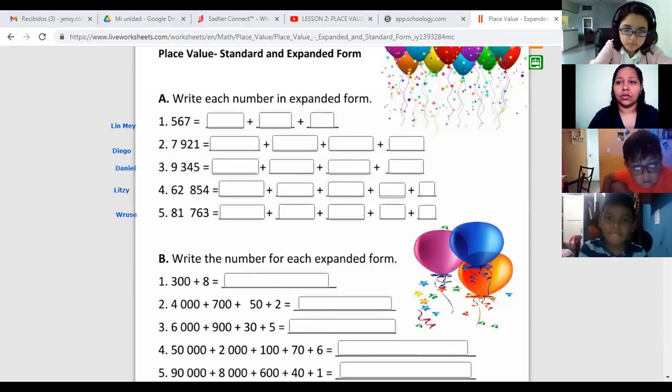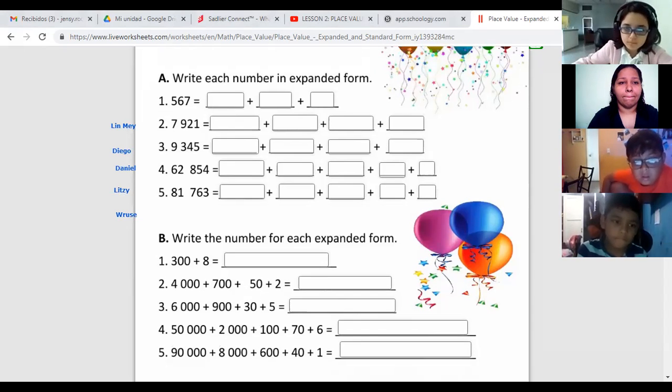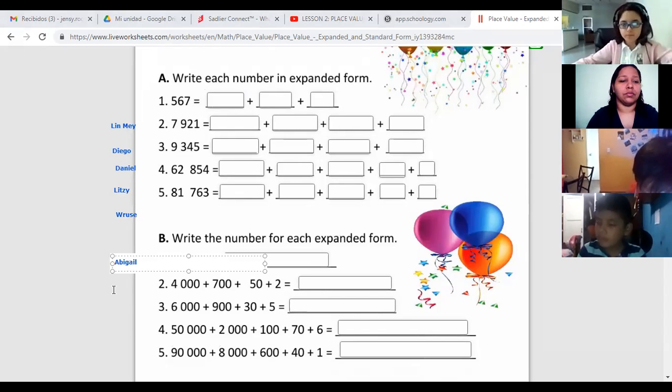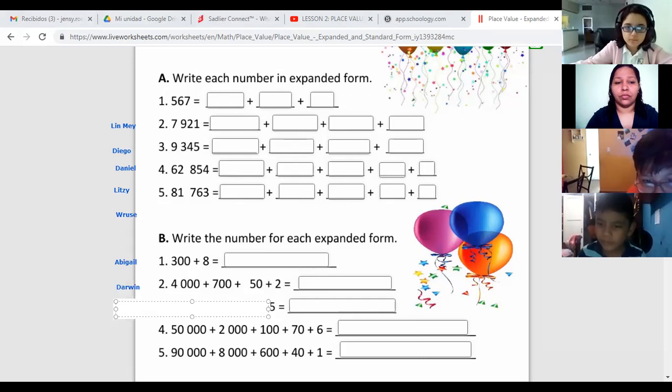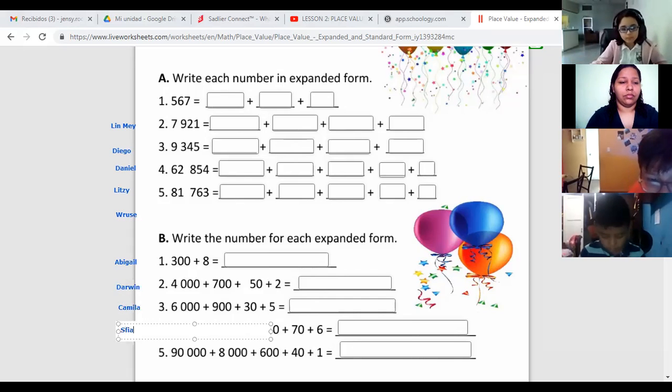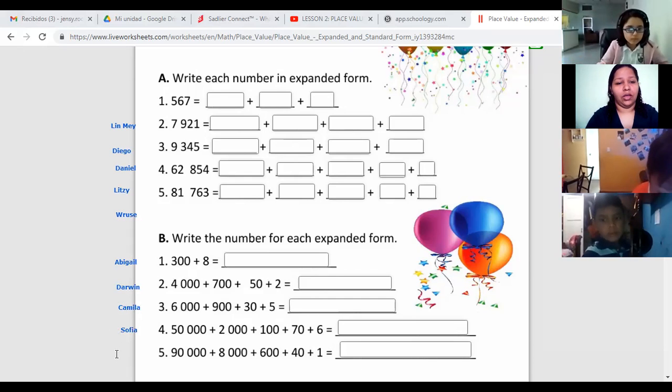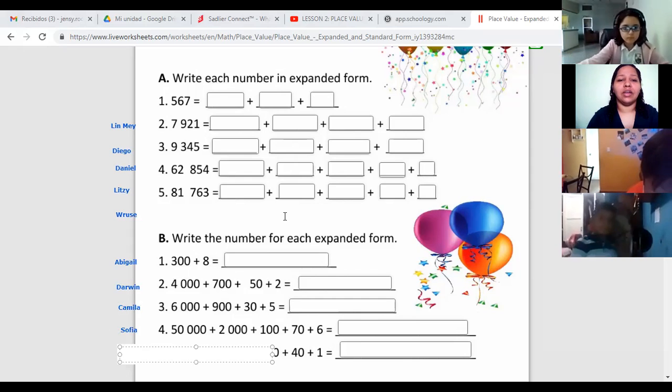Miss. What? I don't understand. I agree. You are going to write in standard form. This is standard and you're going to make it expanded. How is the expanded form in the book? Just look at the example, write the expanded form for each standard form. Okay.